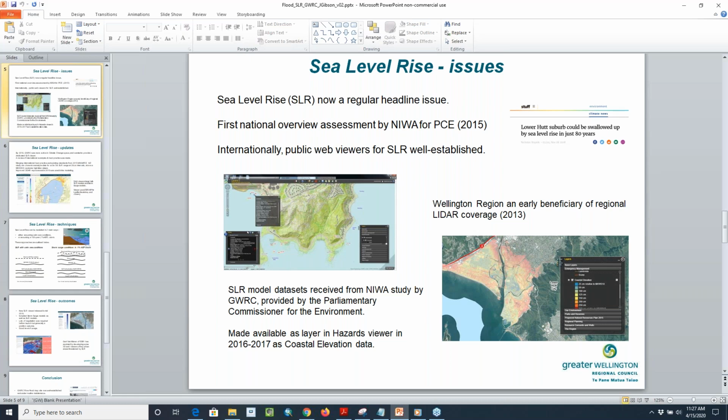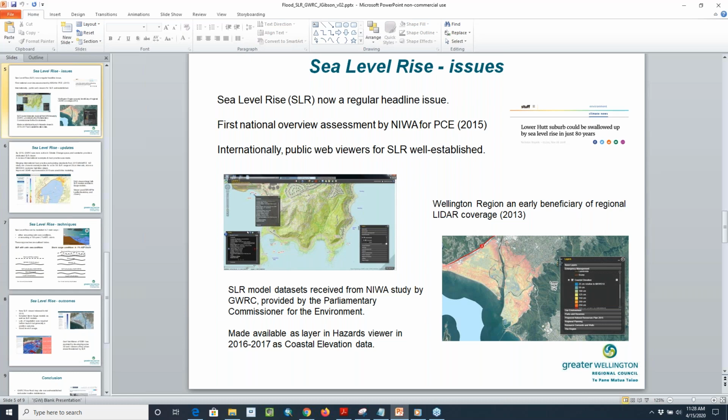So how did we go about doing some work on sea level rise in the region? Firstly, we were fortunate in that we were beneficiaries of regional LiDAR coverages back in 2013 that came from a local government consortium study, and that gave us very good modeling of the coastal margins in terms of elevation. That data was passed to NIWA in 2015 for their work for the Parliamentary Commissioner, and in return we got the analysed data of sea level rise hazard zones in about 2016, 2017.